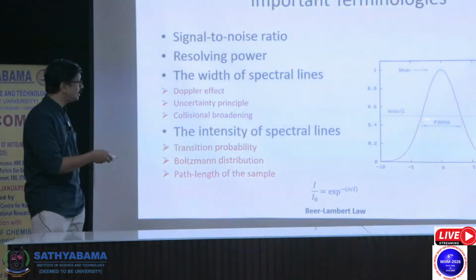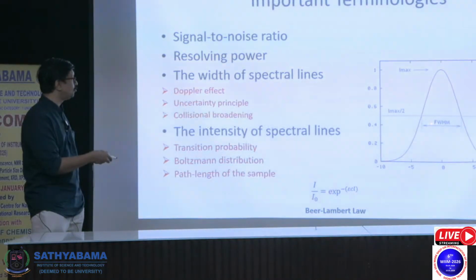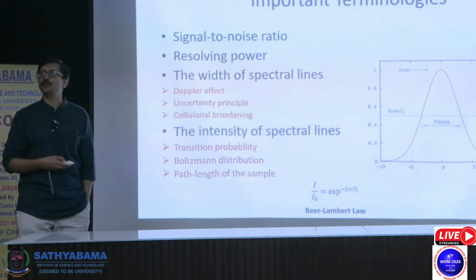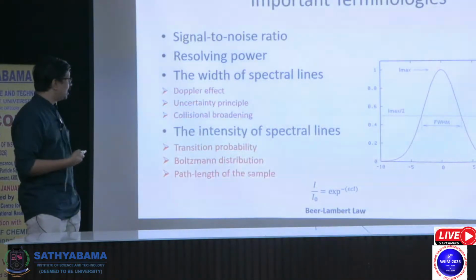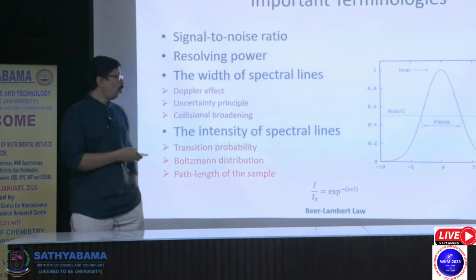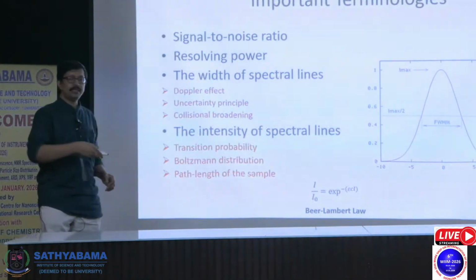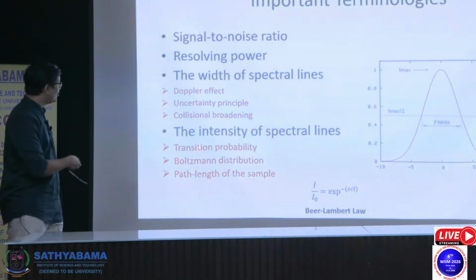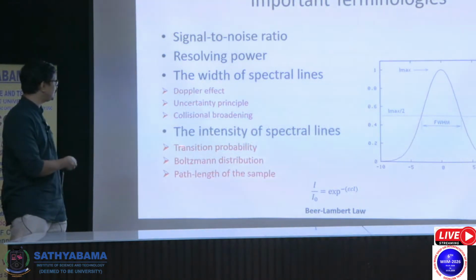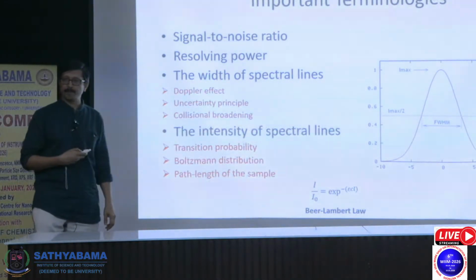Normally they measure at the half maximum intensity. Full width at the half maximum intensity will tell how much the spectral broadening is happening. The third one is the intensity of the spectral line. How intense it is. The peak is intense or less intense, more intense. Intensity is governed by three things. One is the transition probability, Boltzmann distribution, path length of the sample.